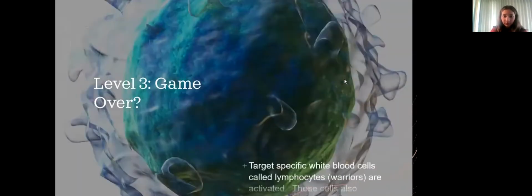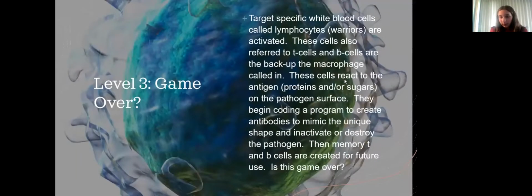Level 3, game over. So your specific white blood cells, or your lymphocytes, are called in. These can be called warriors. These are also called T cells and B cells. They back up the macrophages that called them in. These cells are antigens, or proteins and sugars, on the pathogen surface, being a coding program of the antibodies, which mimic the sickness to remember for later.